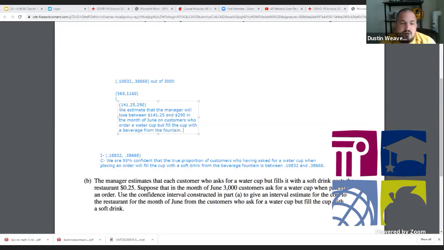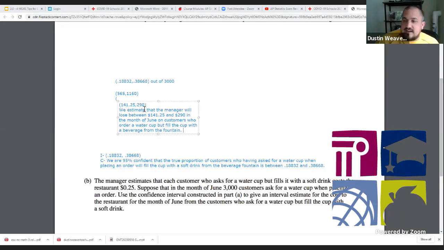from the fountain, right? So again, we knew between 18 and 38% would do that, and we wanted to know how much is that out of 3,000. So we multiplied those numbers by 3,000. That meant between 565 and 1,160 customers would do that in the month of June. We know that each customer costs us 25 cents. So 565 times 25 cents is $141.25. 1,160 times 25 cents is $290.